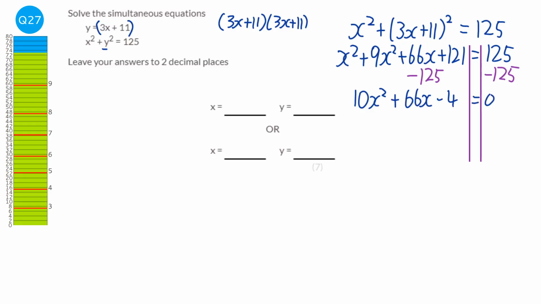Now it says it wants our answers to 2 decimal places, so chances are these won't factorise nicely, so we're going to be using the quadratic formula. And so we need to find out what a, b and c are. So a is the number before the x squared, the coefficient of the x squared, which is 10. B is the coefficient of the x, which is 66. And c is the number on its own at the end, which is minus 4.